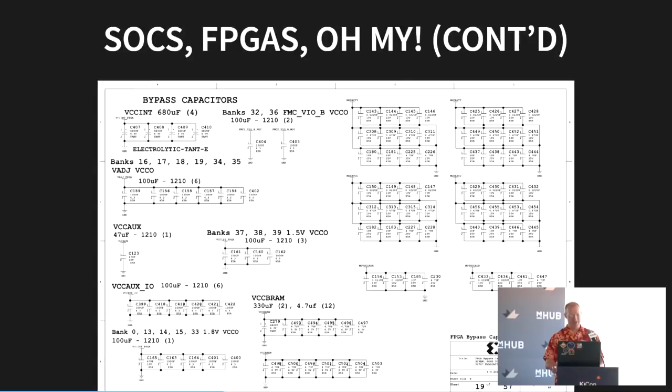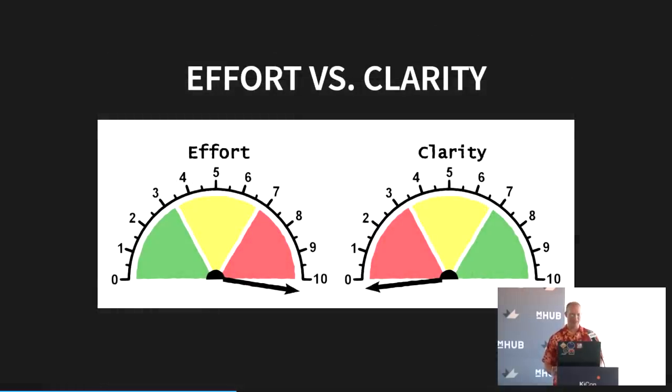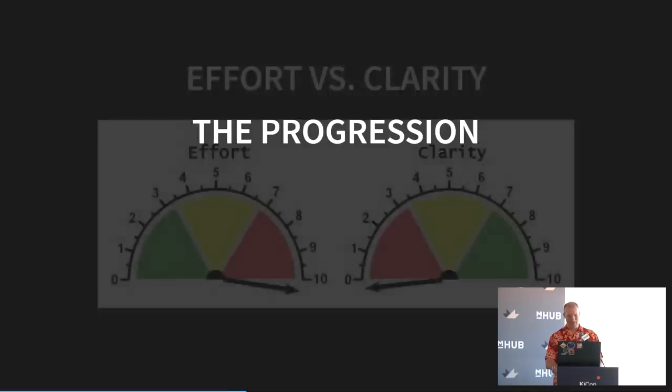And we can't forget our friends, the bypass capacitors. And these are just the bypass capacitors for the FPGA. There's lots of other chips, and they all have theirs as well. So let's rate this one. We pegged the meter. We blew the engine out on this thing. The effort is off the scale. The clarity is zero. And that's where we are.